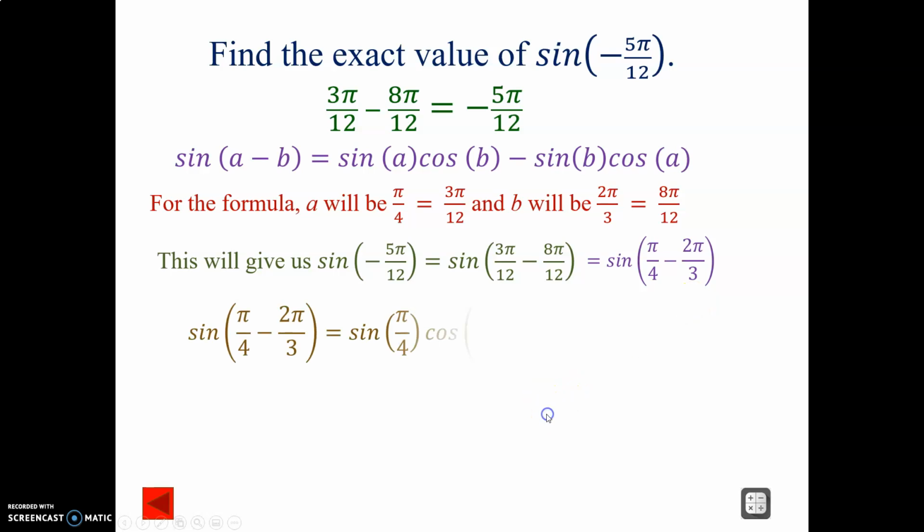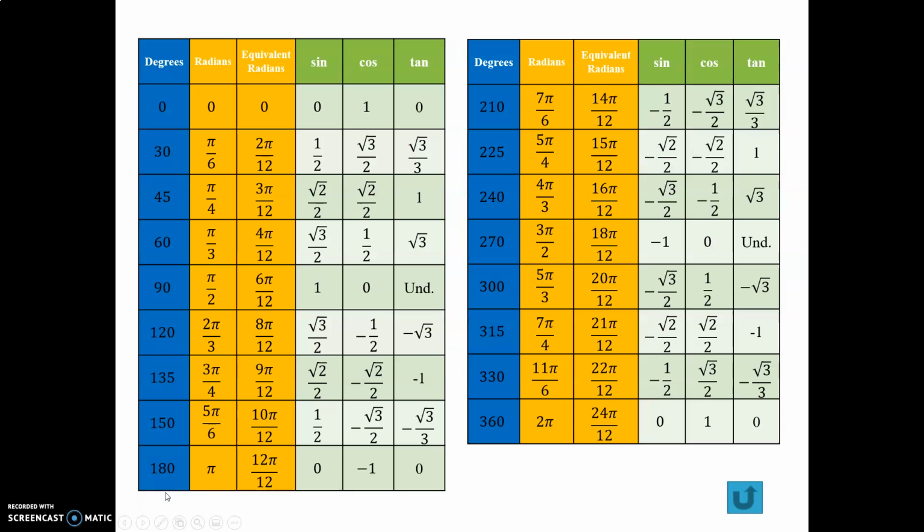So when I expand it out: sine pi over 4, cosine 2 pi over 3, sine 2 pi over 3, cosine pi over 4. So we're looking for the values for sine and cosine for pi over 4, which we should know by now. That's our radical 2 over 2's. The 2 pi over 3, that's the one we need to confirm. 2 pi over 3, right here. So we're working with a radical 3 over 2 and a negative 1/2.